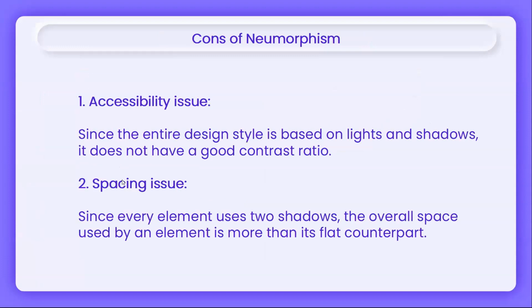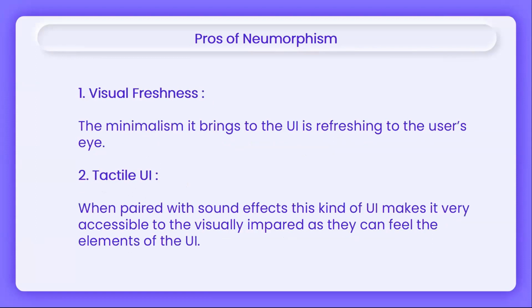Okay. So now I will talk about the cons of neumorphism. Neumorphism has basically two cons. First of all is that since this design is entirely based on lights and shadows, there is not much contrast between the component itself and the background. And second is the spacing issue. This issue comes because since every element uses two shadows, the overall space used by the element is much more than that used in glass morphism or Material UI.